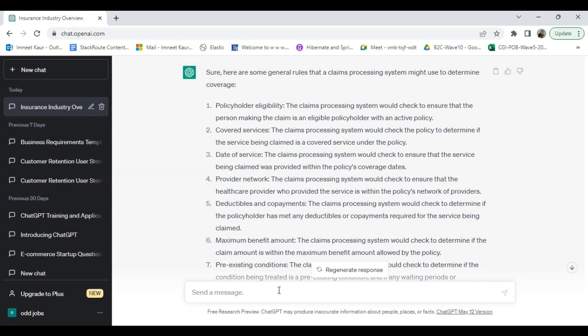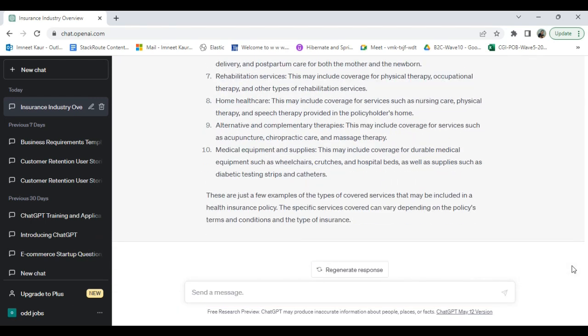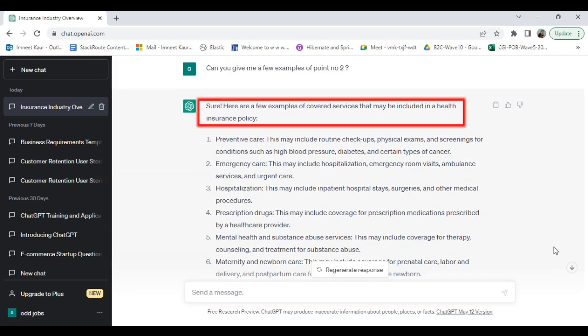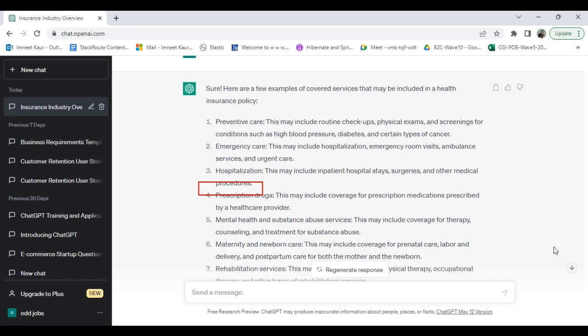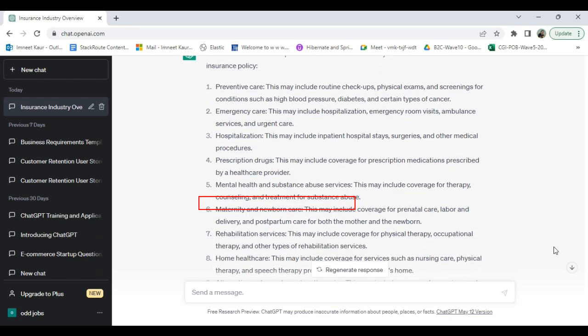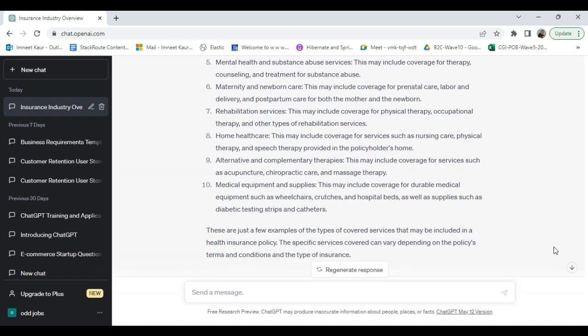So let me ask ChatGPT, can you give me a few examples of point number 2? So again, if you look, it has given us some examples of the covered services, which was point number 2 in the previous response. So these covered services may be included in a health insurance policy, such as preventive care, emergency care, hospitalization, prescription drugs, mental health and substance abuse services, and so on. So that was all for the insurance domain.